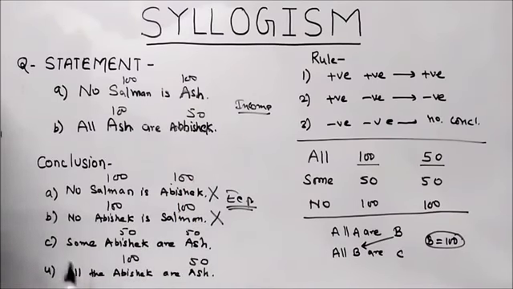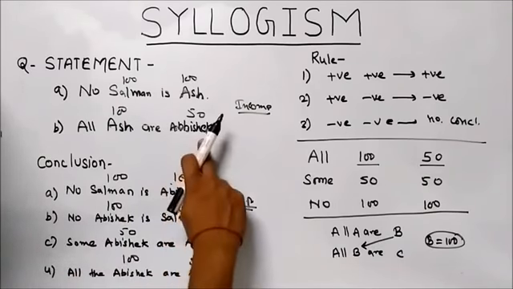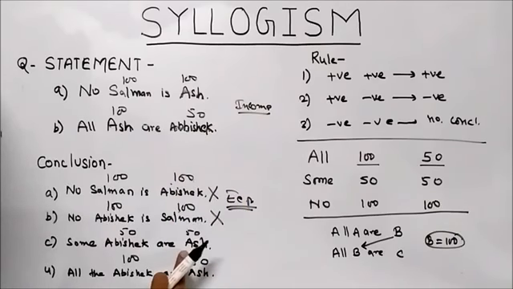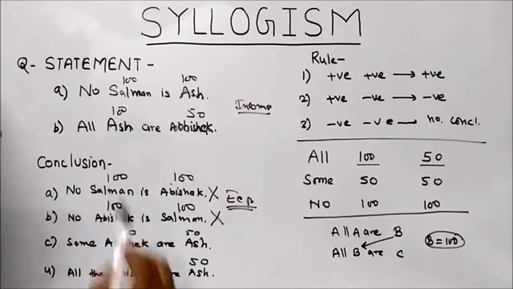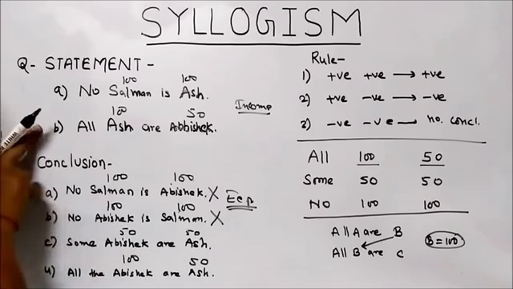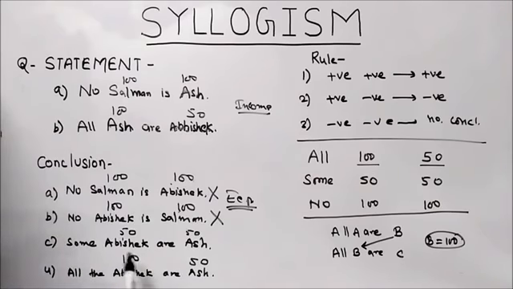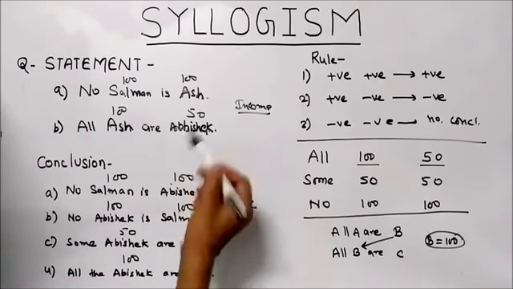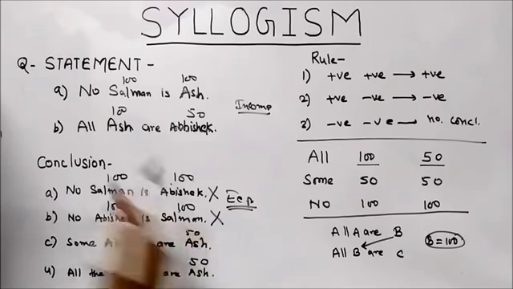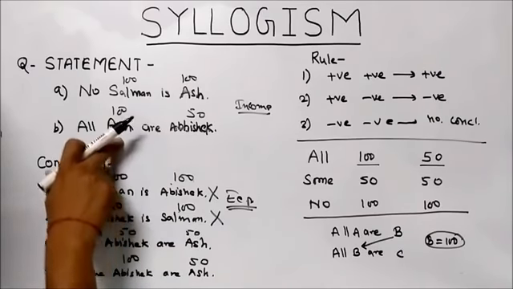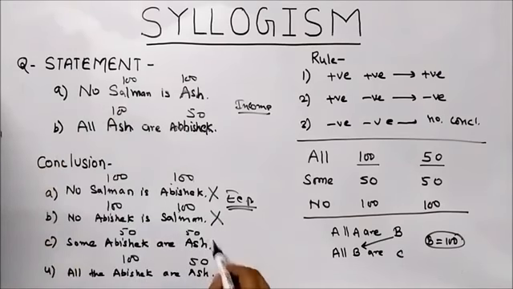Now check the third statement. Some Abhishek are Ash. The element Abhishek is present in the second statement and the element Ash is present in the second statement. So we check only the second statement for this conclusion. Here Abhishek is 50. Here Abhishek is 50. Here Ash is 50. Here Ash is 100. Income is greater than expenditure. So this conclusion is true.